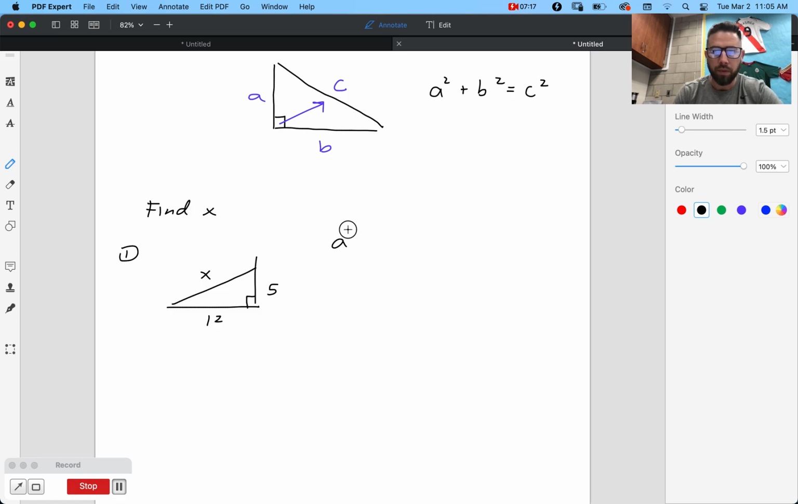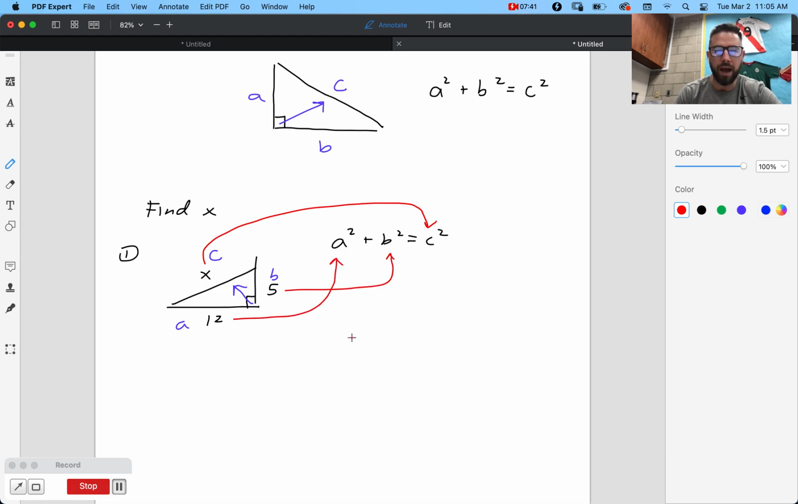Now, it's your job to, and just watch me, and then I'll give you one to do on your own. A squared plus b squared equals c squared, right? It's your job to identify what's what. So you need to shoot across from here and call this guy C. Then you can call this guy A and call this guy B. It doesn't matter which is which. And we plug these guys in. So I'm going to take this X and plug them in for C. I'm going to take the 5 and plug them in for B. And I'm going to take the 12 and plug them in for A.